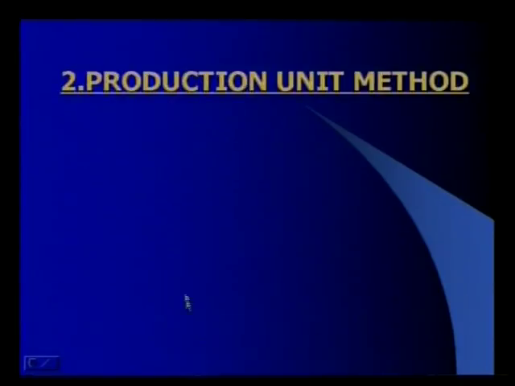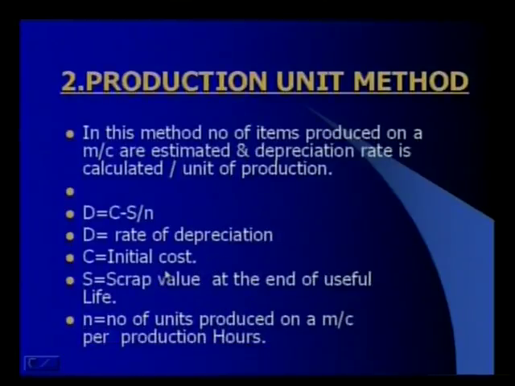Second, we will go to the production unit method. This method is used in the production process. It says about a particular machine. The machine goes on manufacturing several products. After manufacturing a certain number of items, the machine is going to be depreciated. So the depreciation rate is calculated per unit of production.